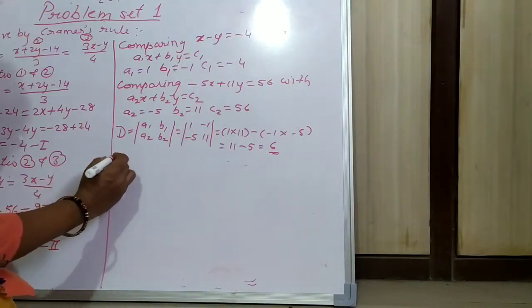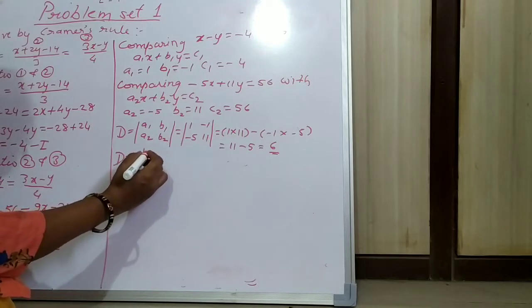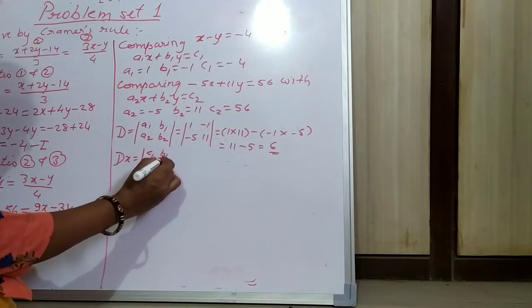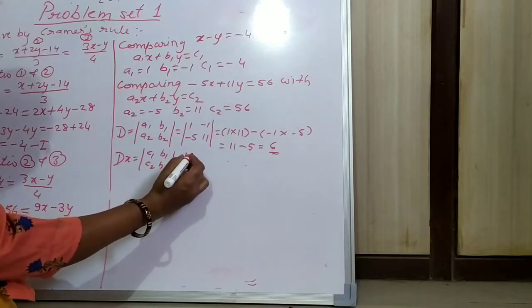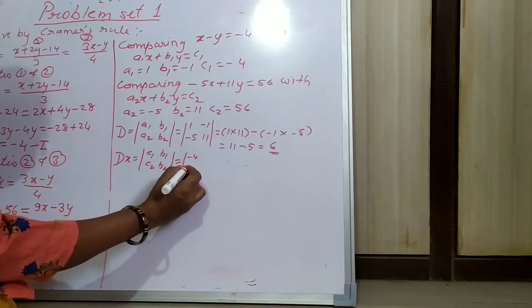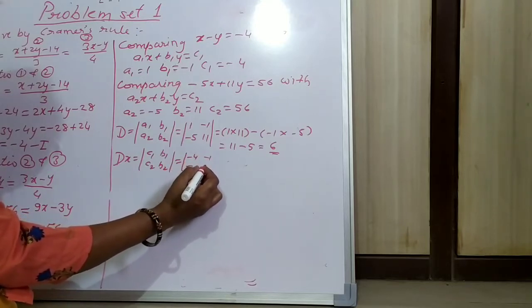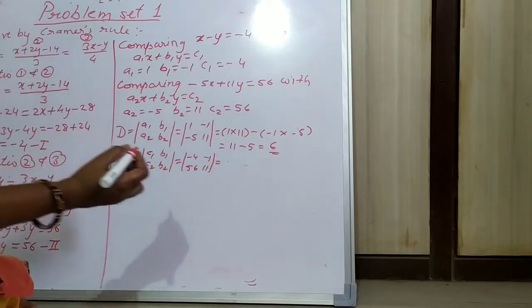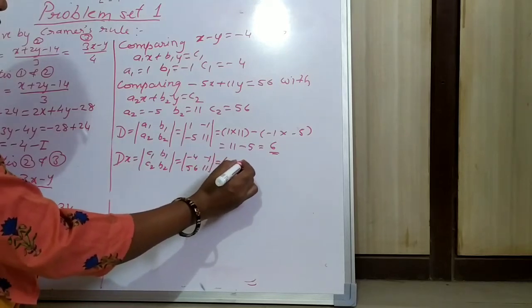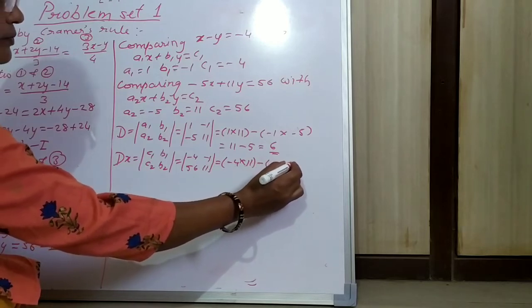Now similarly you have to find Dx. When you are writing Dx, remember always write the constant numbers first, meaning c1, c2. Then b1, b2, the coefficients of y. Then just put the values here. C1 what we got here, minus 4, C2 56, B1 minus 1, B2 11. So again solve this part also. Minus 4 into 11 minus minus 1 into 56.